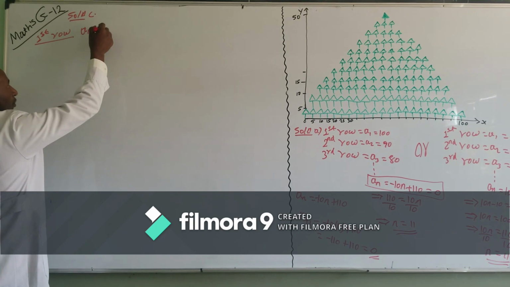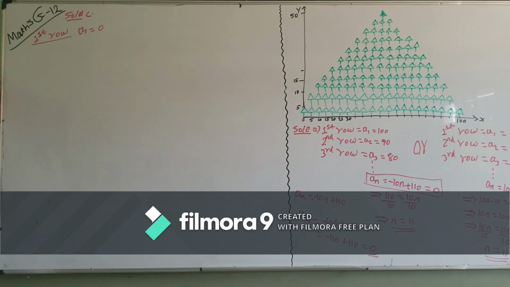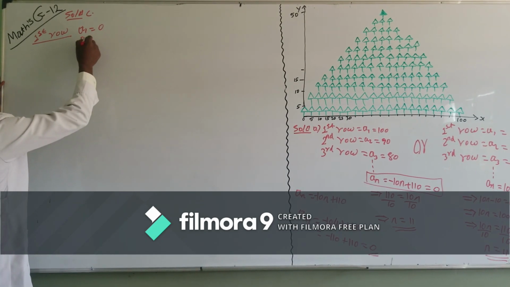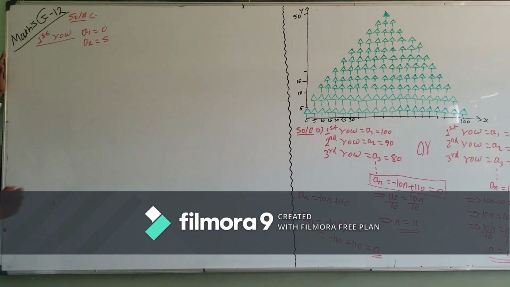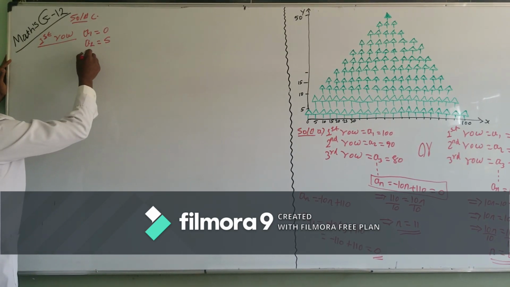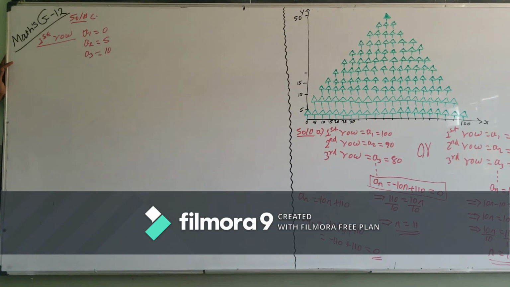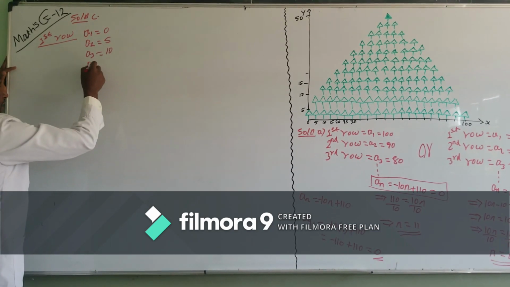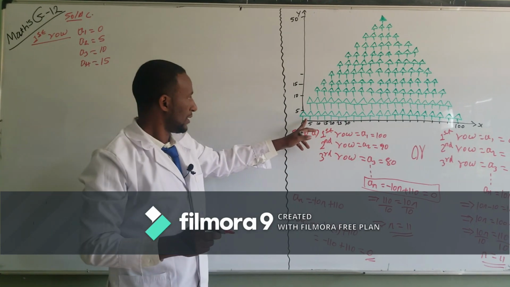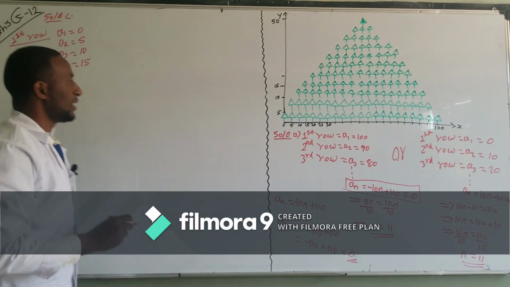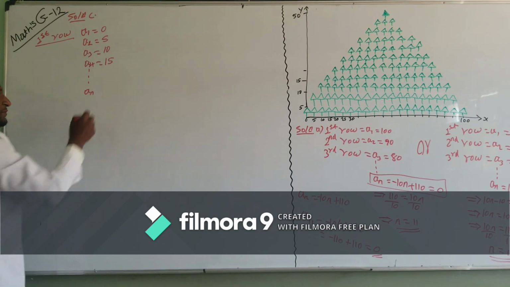A1 is equal to 0; it is planted at 0. The second tree is planted or rooted at 5. The third tree is planted at 10. አራተኛዋ ደግሞ የተተከለችው በስንት ላይ ነው? በ15 ላይ ነው ማለት ነው። 1, 2, 3, the fourth is planted at 15. እንደዚህ ያለ an, the last tree.